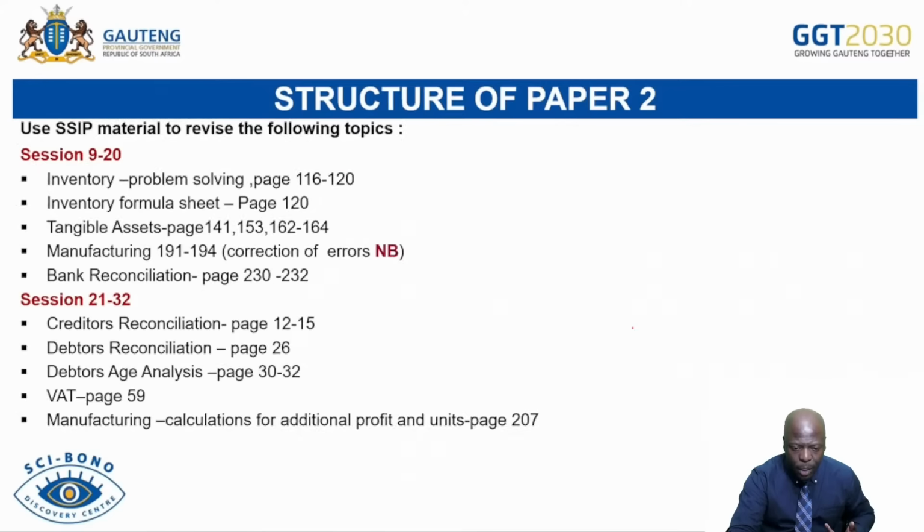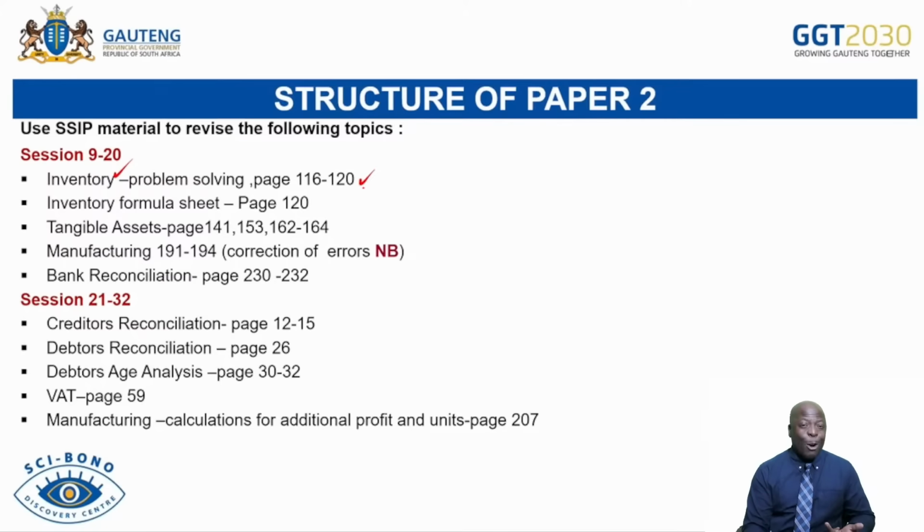Okay. All right. So here's the structure of the paper 2. If you need to look for material to revise, apart from the lessons that you'll find on this very same channel, which we've done over the course of the year, you can still use your SIP material to revise. And if you need direction, this is where you can find some of the lessons. If you're looking at your inventory problem solving, you'll find them on page 116 to page 120. This is your inventory problem solving.